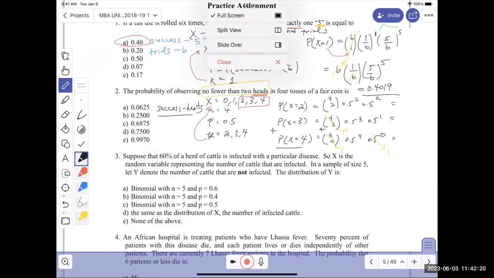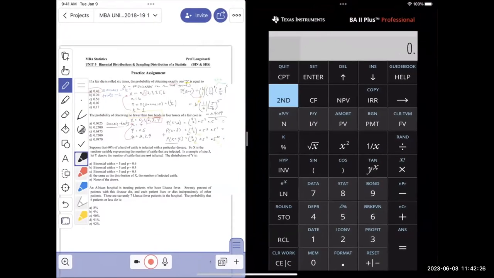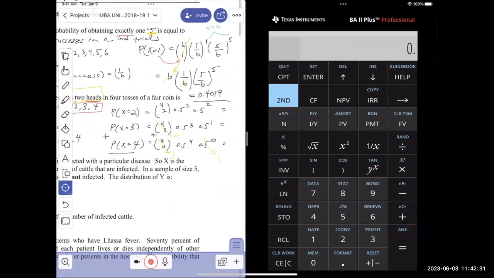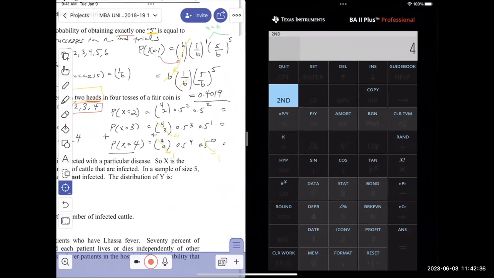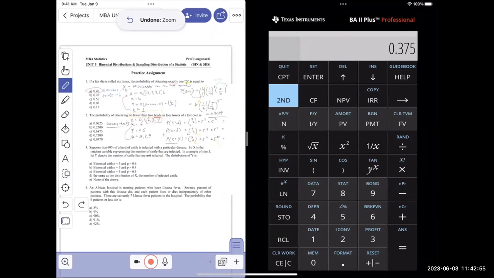Now getting my calculator back, it is second function, nCr 2 times 0.5 squared times 0.5 squared. And then you have to say equals. So we already knew that, but let's put it down. 0.375. Ooh, that's not good. I need to do that better. More room.